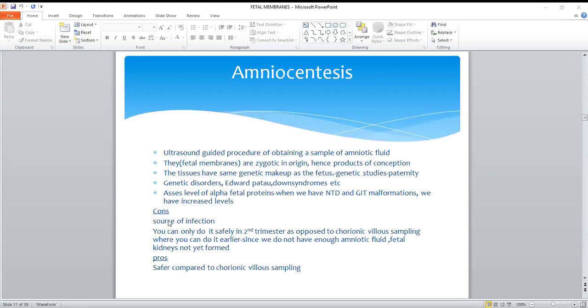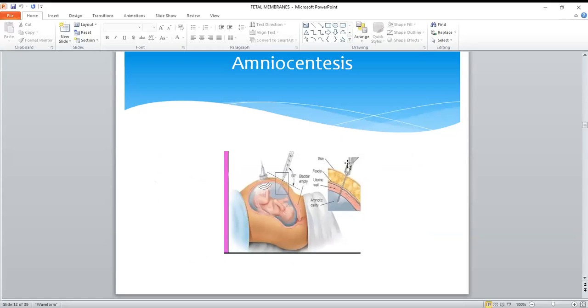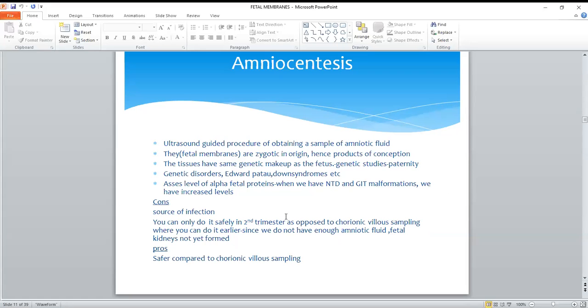So the disadvantages of amniocentesis: it's a source of infection. Yeah, so this is how you take the amniocentesis. So you have the skin, the fascia, and then the uterine wall. It's basically a syringe that is used to obtain the amniotic fluid. Okay. So during that, it's a source of infection.